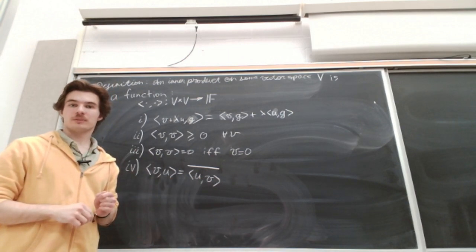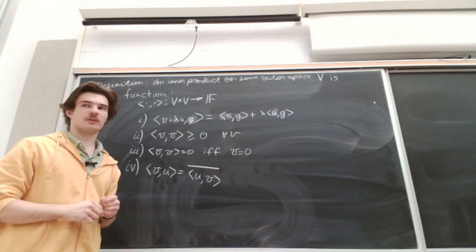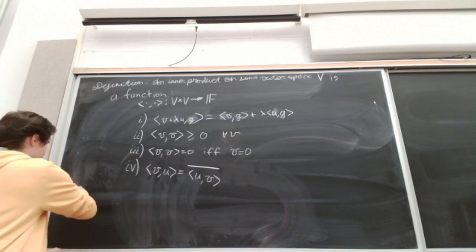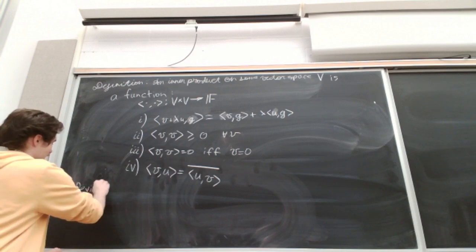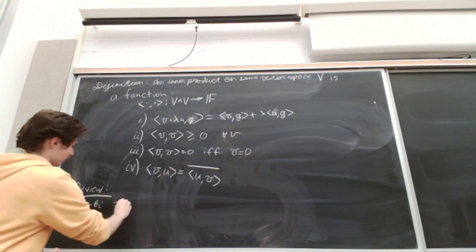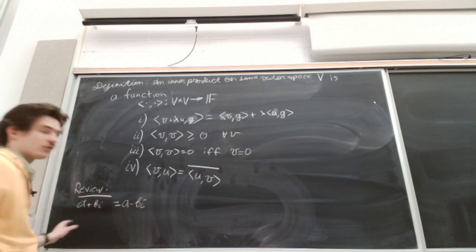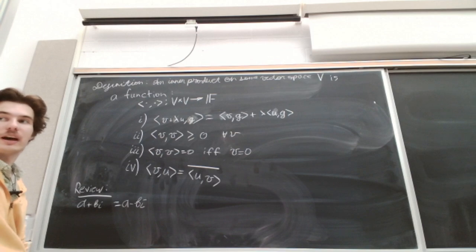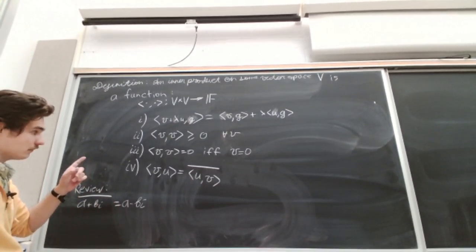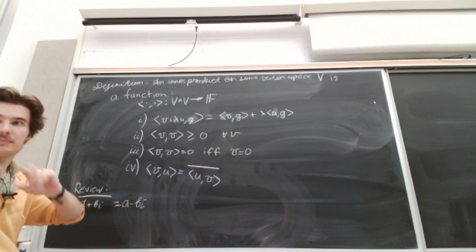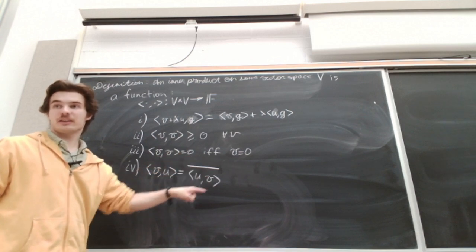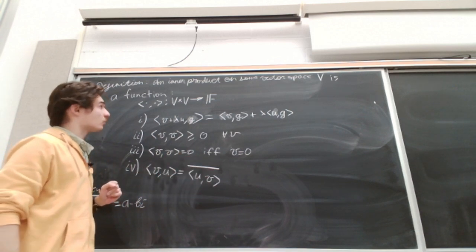Forgot what a complex conjugate is? Do people not remember what a conjugate is? So, a review: if you have a complex number a plus bi, and you take the complex conjugate of that, that's a minus bi. So you just flip the sign of the part in front of the i. And this is what you were saying about it being linear or not. Because of this, it doesn't actually end up being linear in the second entry. And we'll see in a second why.